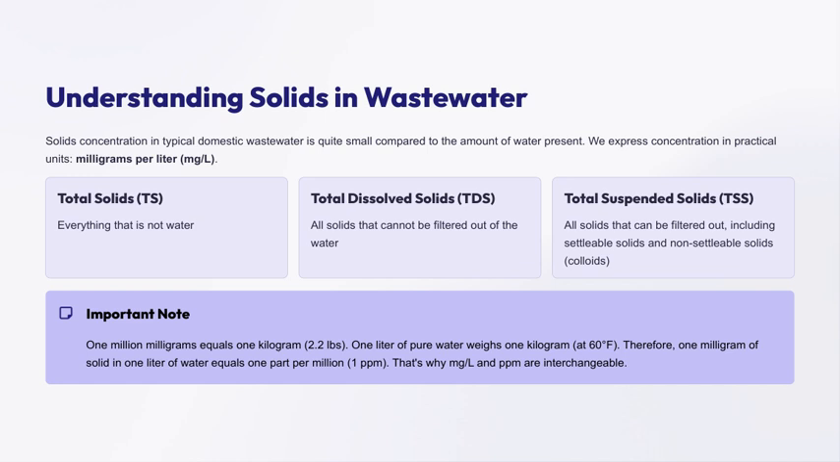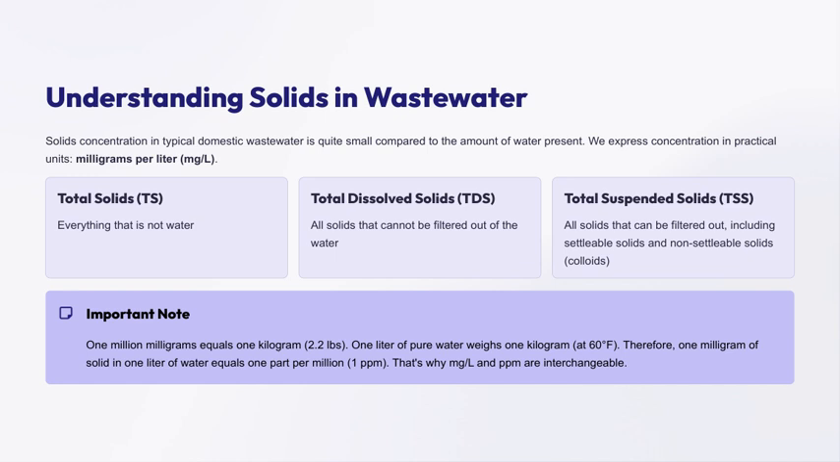Then there are total suspended solids, or TSS. These are the solids that can be filtered out, including both settlable solids and colloids, which are non-settlable. It's helpful to understand these distinctions because they tell us different things about the wastewater.